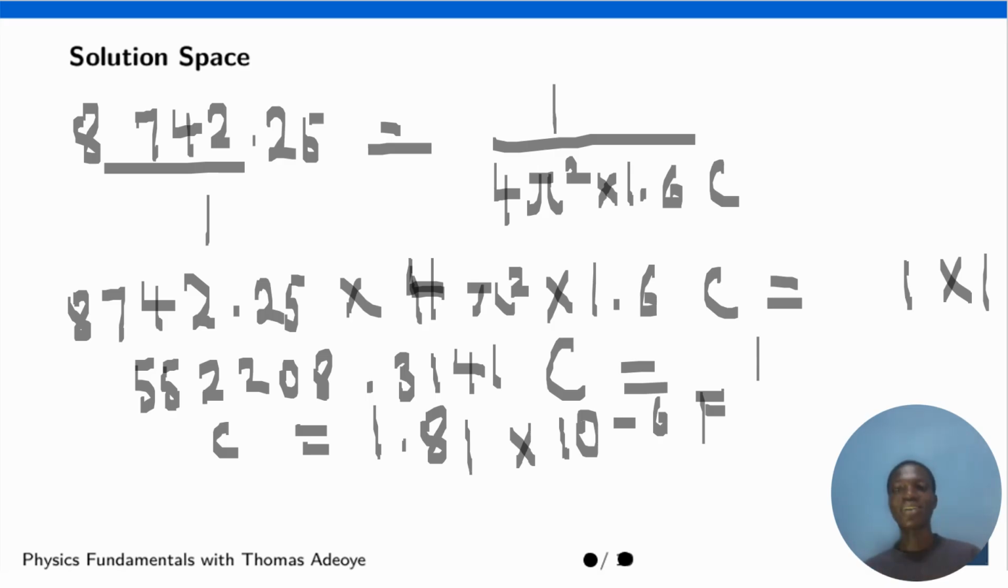So tera, let's leave that. That's not what we are doing now. 10 to the power minus 6 is micro. Now minus 9 is nano. Minus 12 is pico. Minus 15 is femto. But that's not what we are doing.